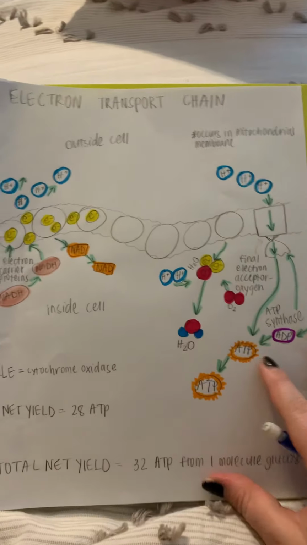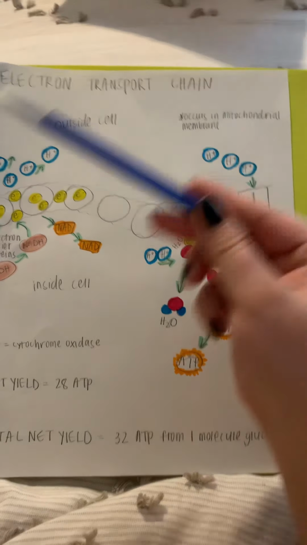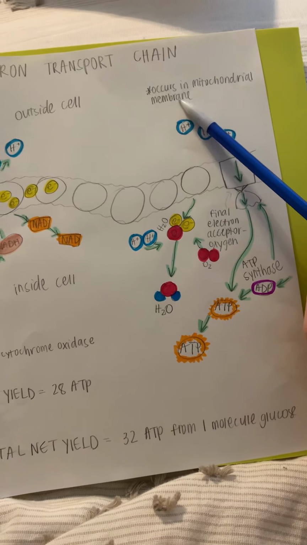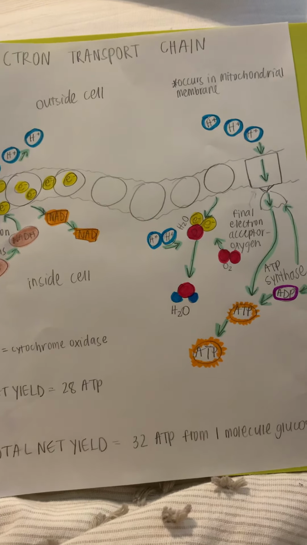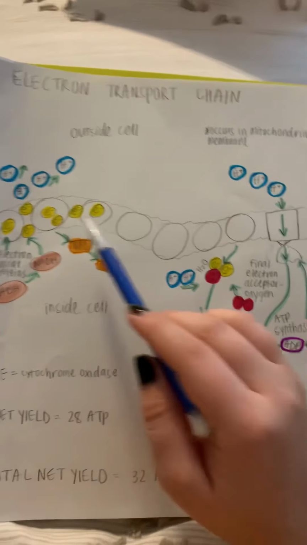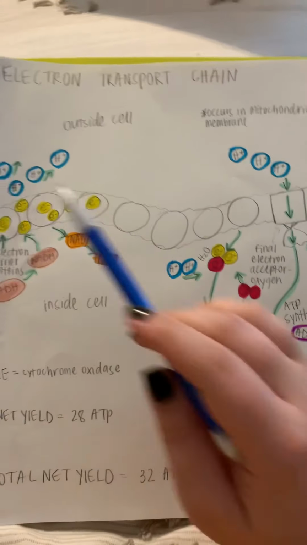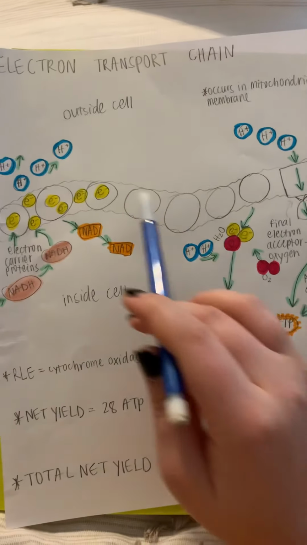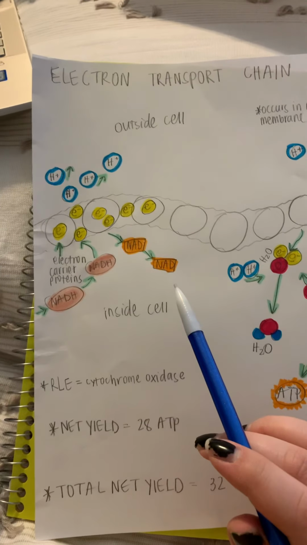So finally, we are at the electron transport chain. I am not an artist, obviously. This kind of looks like a mess, but I'll break it down. This occurs in the mitochondrial membrane. You can see that this is the outside of the cell, this is the inside of the cell, and this weird looking thing right here is the membrane. So all of this is kind of occurring right through here.